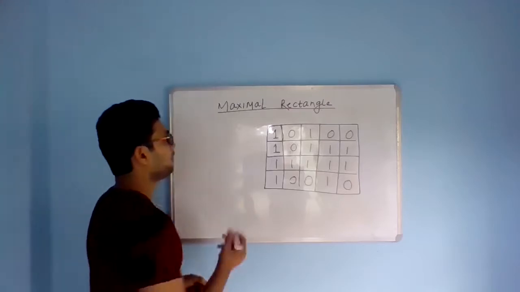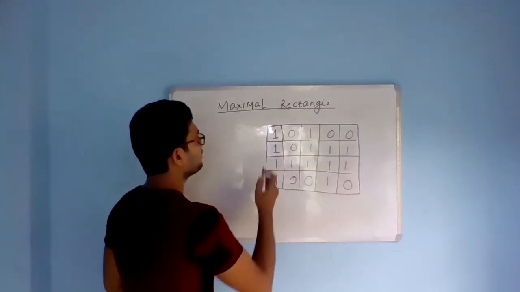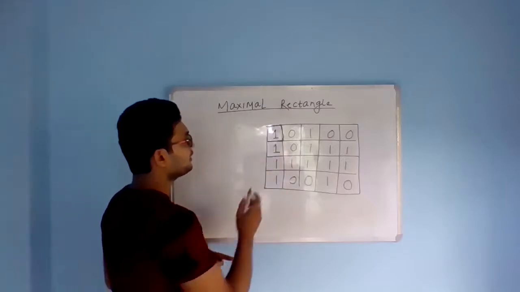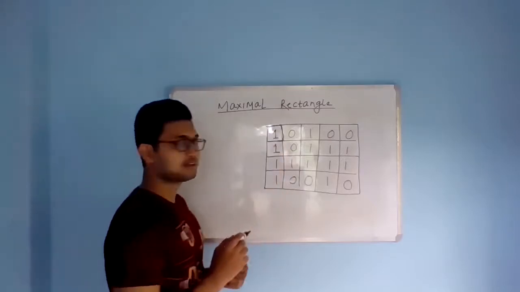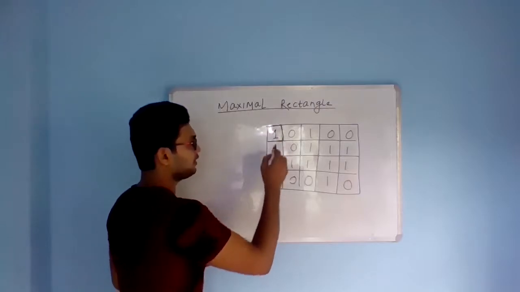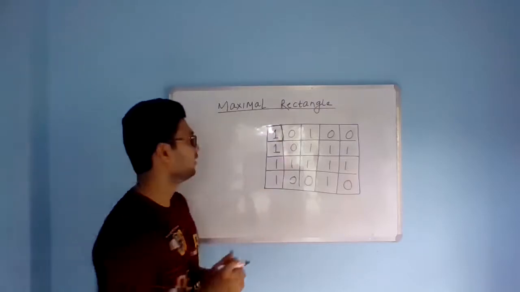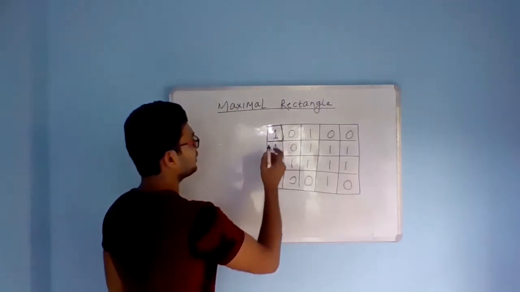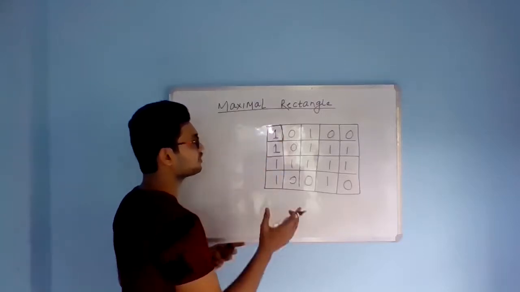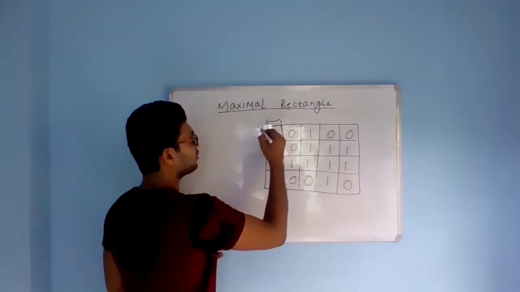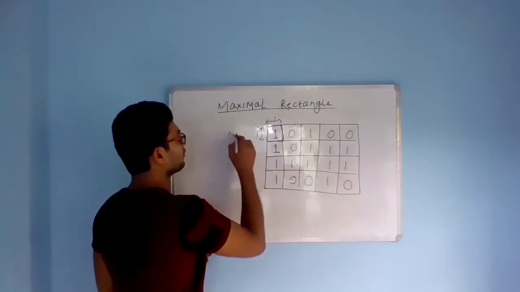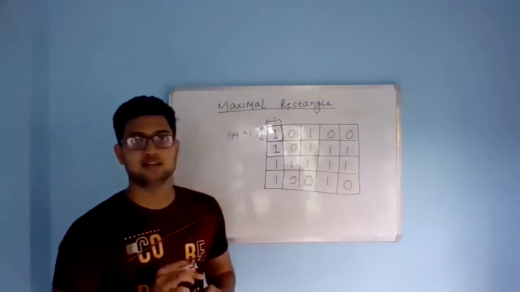So for example, in this matrix, if I take this particular cell, can I say that this cell is also a rectangle? Yes, I can say. Why? Because this is a square, right? And every square is also a rectangle. So if I find its area, what is its area? You can consider that the height and width of each cell in this matrix is one, so the area is obviously one into one, which is one, right?